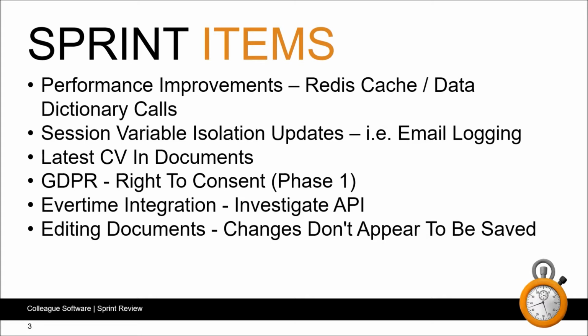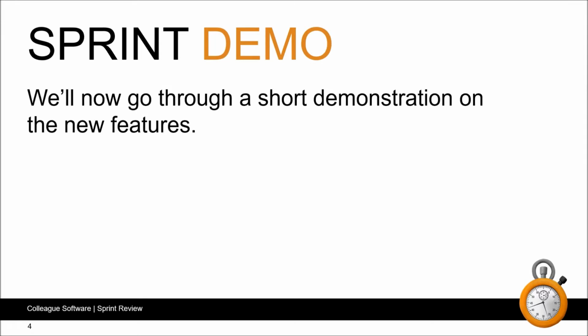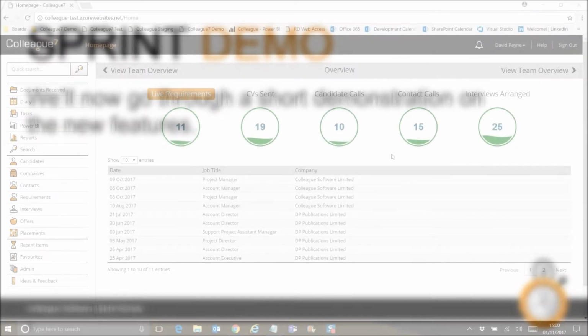Also, as a final point, we've resolved an issue relating to the editing of documents and how these sometimes fail to come back into Colleague. We'll now go through a short demonstration on the key features from this sprint.